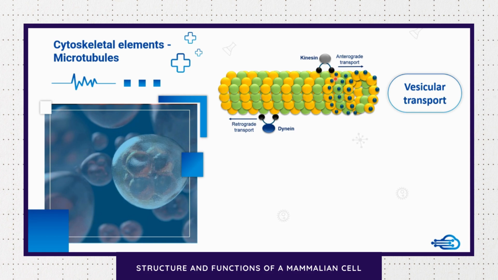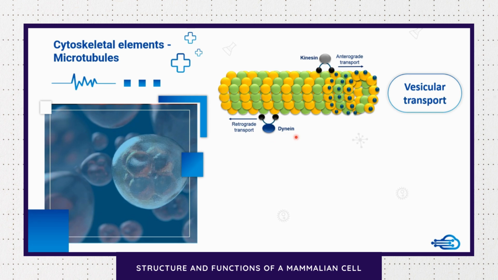So, when the transport takes place from the negative end of the microtubule towards the positive end of the microtubule, that is known as anterograde transport, and it is brought about by the molecular motor known as kinesin. On the other hand, when the transport is occurring from the positive end towards the negative end, that is known as retrograde transport and is brought about by the molecular motor dynein.